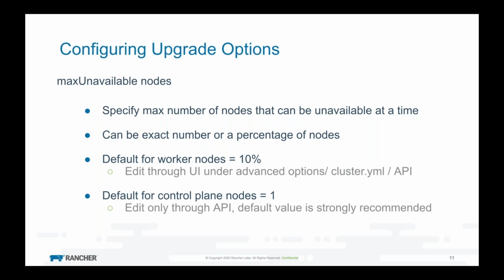In the UI, you can go under the advanced options to set it, or you can edit it through cluster YAML, or also it can be changed through API. And the default value of max unavailable for control plane nodes is 1. Now, we didn't expose this option in the UI, and it can only be edited through API because we strongly recommend using the default value of 1, because that is how you will achieve zero downtime upgrade. But for some reason, if you need to change it in your cluster, you can edit it through the API.